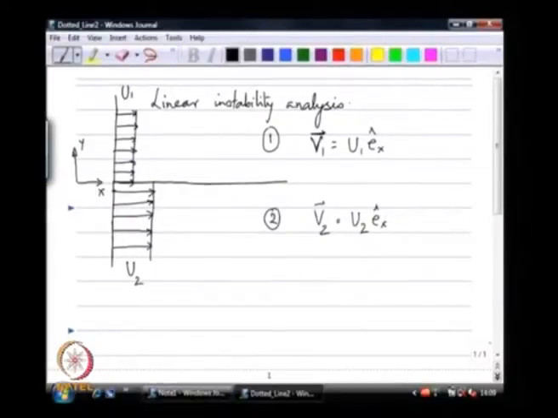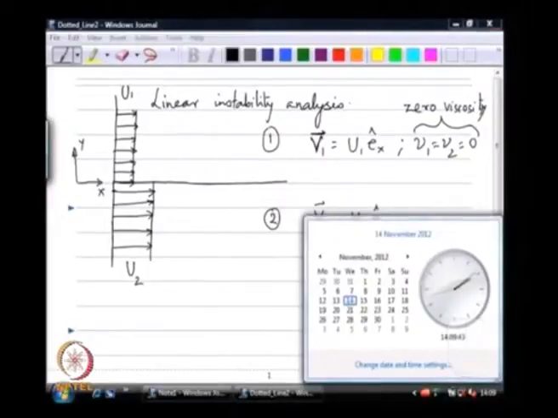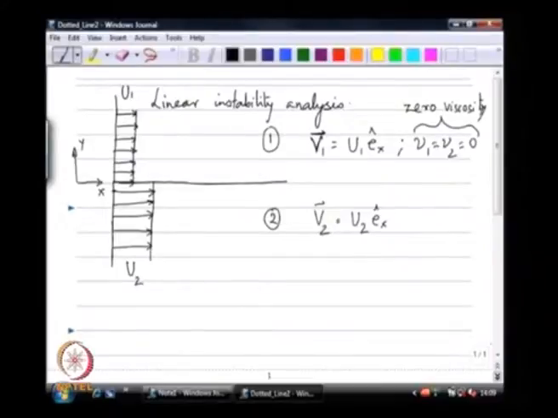Okay, the y component of velocity in both these cases is 0. I am going to assume nu 1 equal to nu 2 equal to 0. So, this is saying 0 viscosity. So, let me formally write down the set of assumptions.